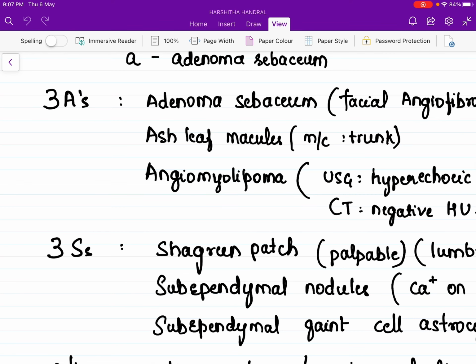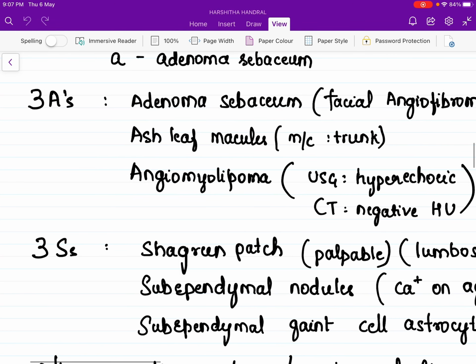Adenoma sebaceum is the facial angiofibromas, and Ash leaf macules are macules, the most common site being the trunk. Then angiomyolipoma: the name itself suggests it has lipoma, that is fat, in it. So it is hyperechoic in USG, and in CT it has a negative HU value. So this is about the 3 A's.